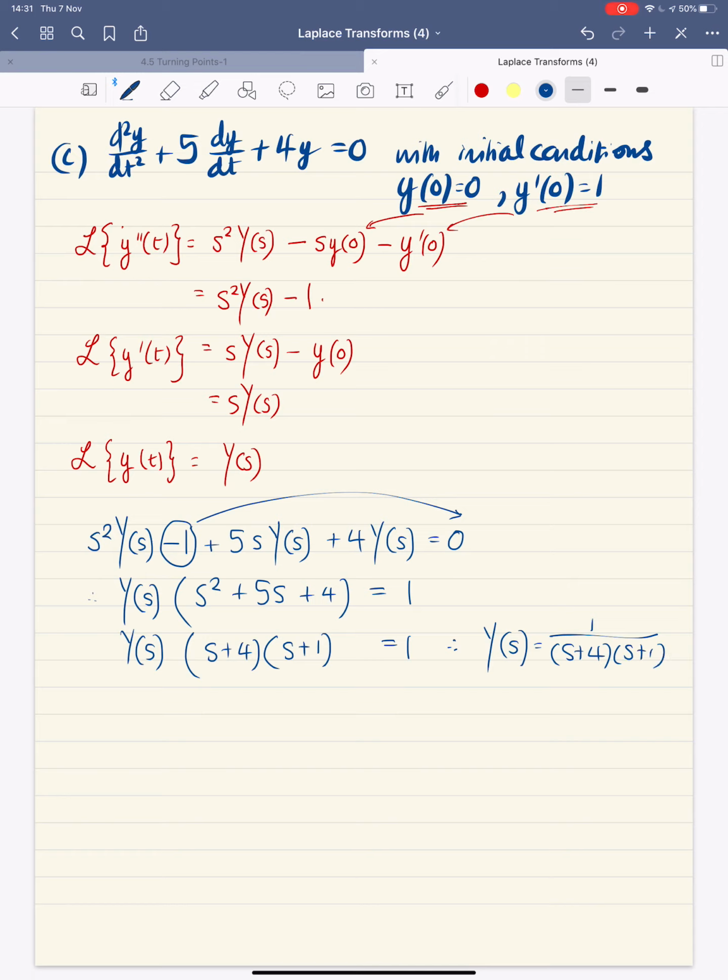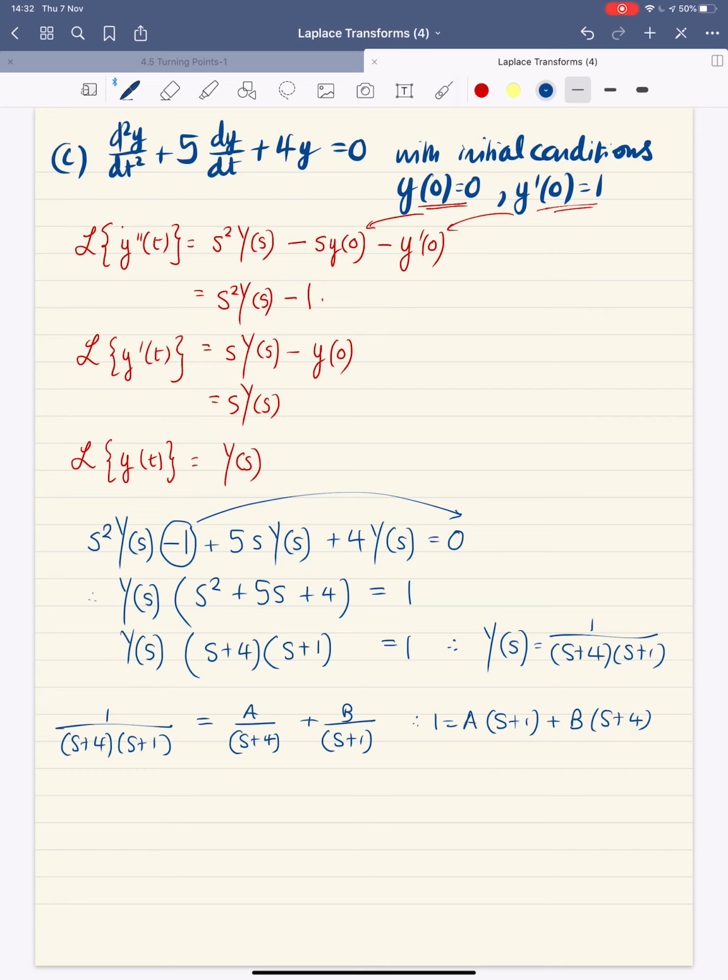So now we need partial fractions. 1 over s plus 4, s plus 1 is a over s plus 4 plus b over s plus 1. So I'm going to say 1 is going to be a times s plus 1 plus b times s plus 4. Multiply both sides by this denominator. So the s plus 4 will leave the s plus 1 up there, and this s plus 1 will cancel out that s plus 1, so it'll be s plus 4 up there.